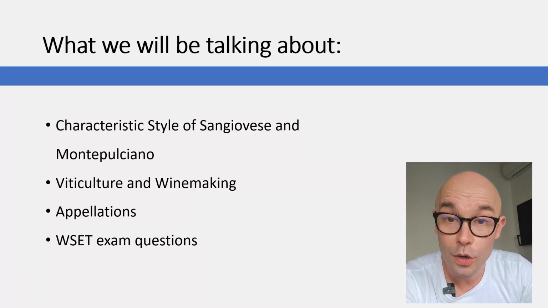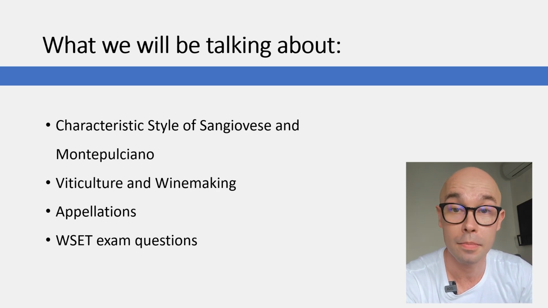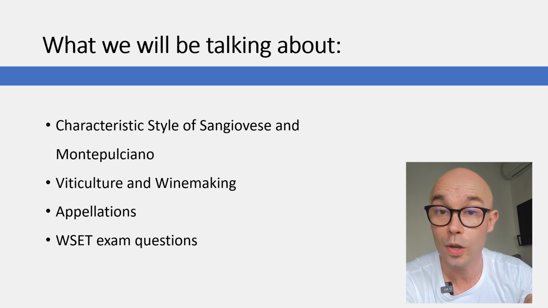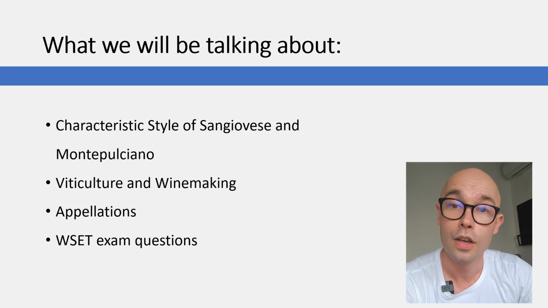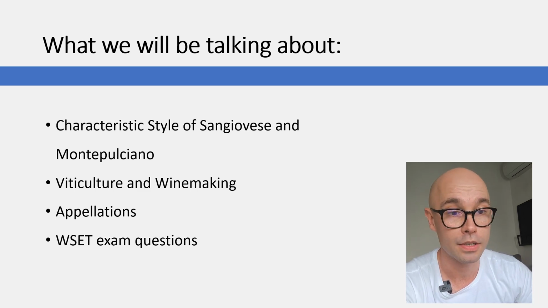Okay, wine people, let's talk about Sangiovese and Montepulciano. I'll explain the characteristic style of these grapes, viticulture, winemaking, appellations, everything you need to know and what is relevant in order to be successful for your WSET Level 2 in wine course and exam. And at the end, I will answer 10 mock example questions for WSET Level 2.